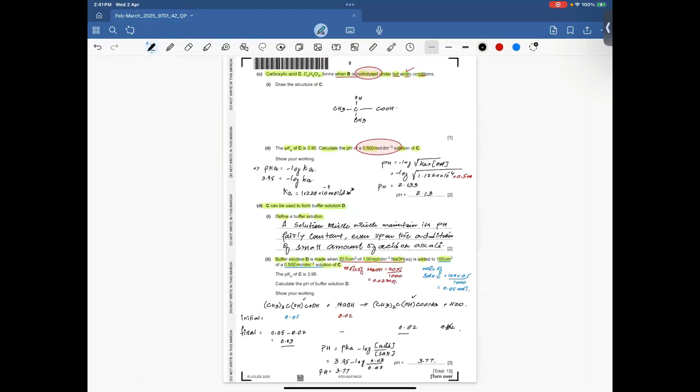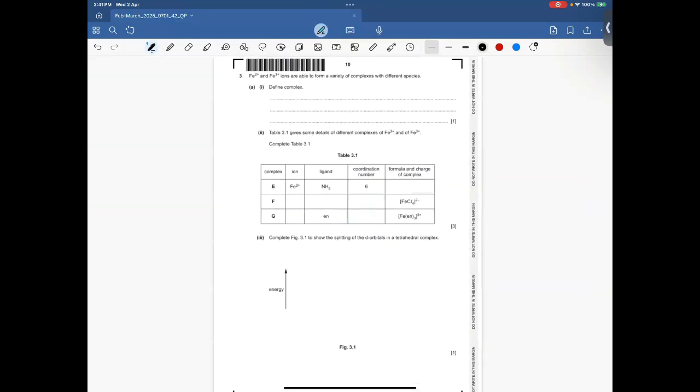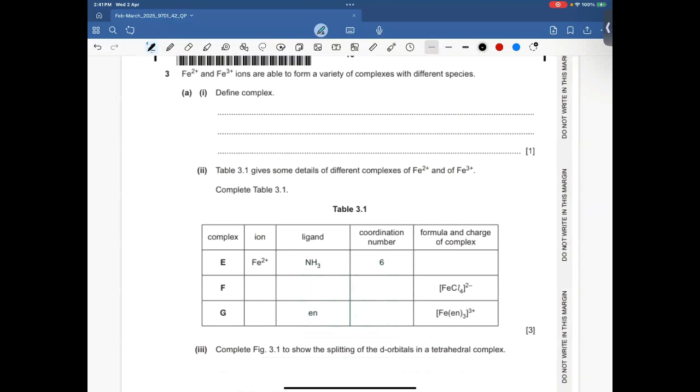So that's the end of question number 2. Again, it's a lengthy question. Question number 3.